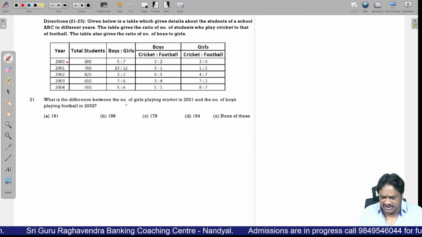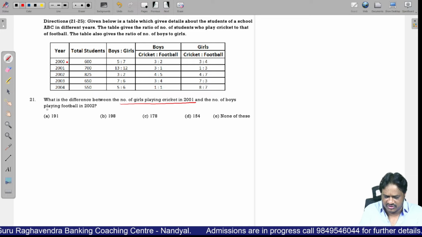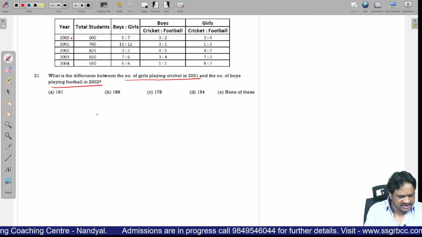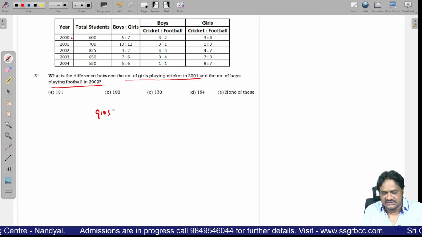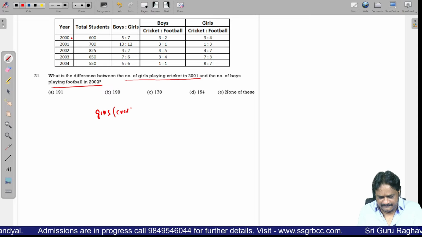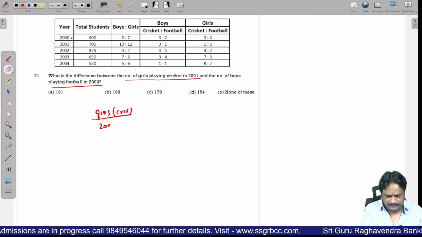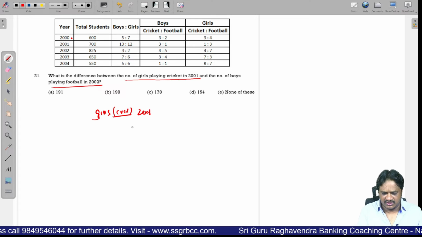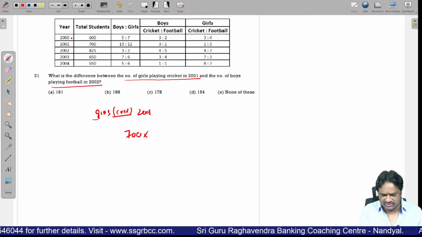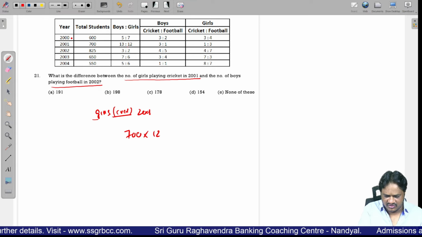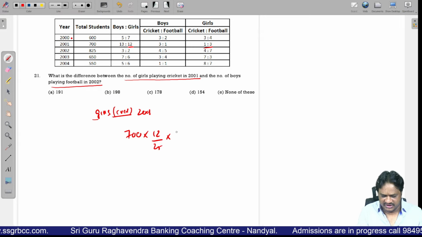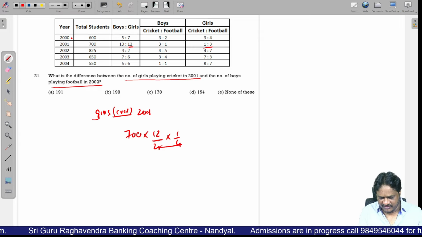First one: what is the difference between the girls playing cricket in 2001 and boys playing football in 2002? So 2001, girls playing cricket. We have to calculate girls cricket in 2001. In 2001, total students are 700. In this, girls are 12 parts, so 12 by 25. In this, we want cricket playing girls, so it will be 1 by 4. So 25 into 4 is 100, 7, 7 into 12, 84.